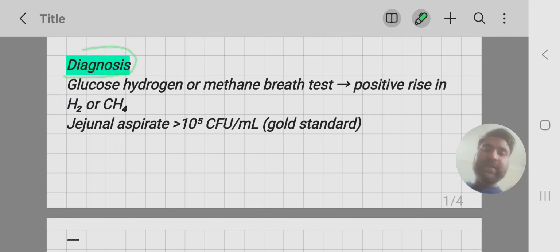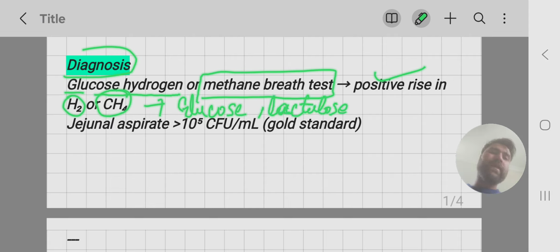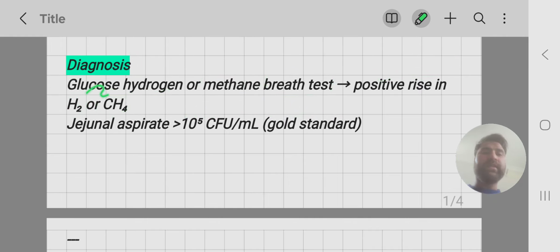Diagnosis. For diagnosis, you go for a glucose, hydrogen, or methane breath test. This is positive when there is a rise in hydrogen or methane after intake of glucose or lactulose. So the patient takes glucose or lactulose, and when these are taken, there is a positive rise in hydrogen or methane in the breath. Therefore, these can be detected as hydrogen or methane breath tests.